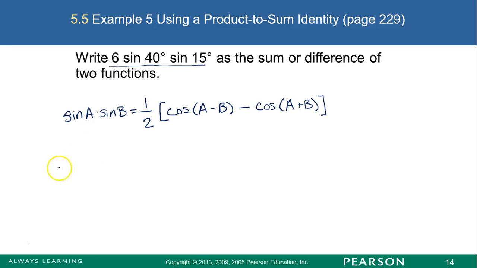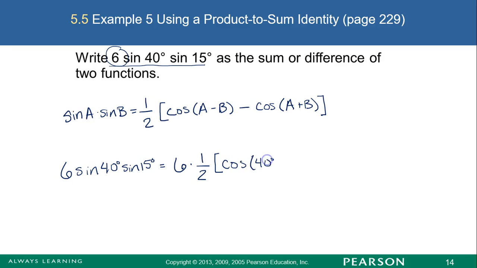We're going to plug in, and also you start out with a 6. That just means we're going to keep the 6 on the outside here. 6 sine of 40 sine of 15 is equal to 6 times 1/2 of cosine of 40 minus 15 minus cosine of 40 plus 15. See, we just followed this identity exactly.